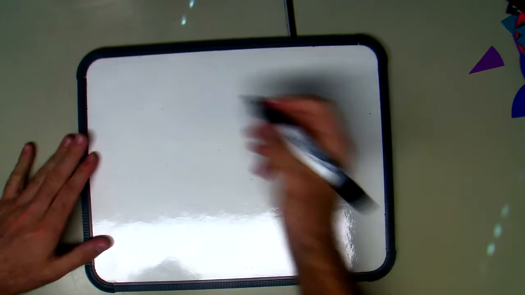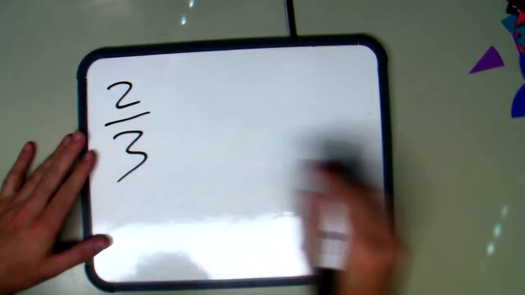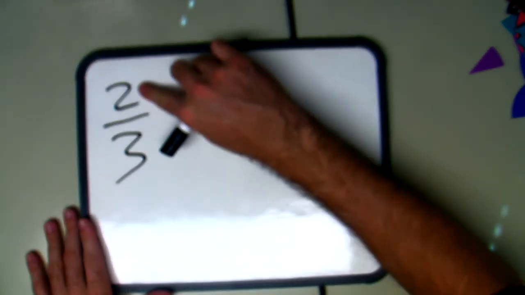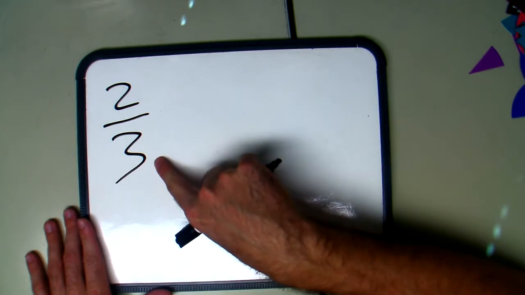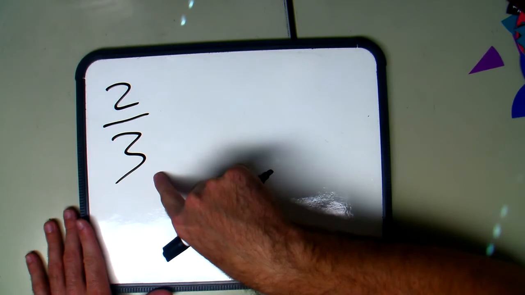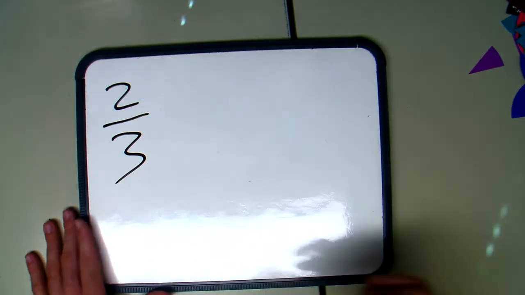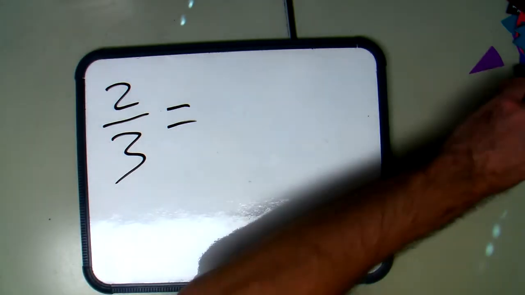Let's start out with something like 2/3. All right, the top number is the numerator. The bottom number down here is the denominator. So numerator, denominator, top and bottom. So 2/3, what does that look like? What does that equal?